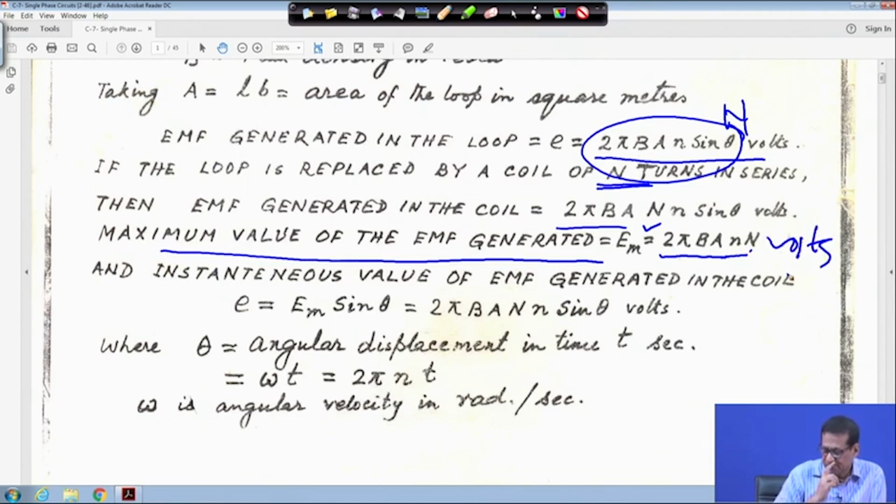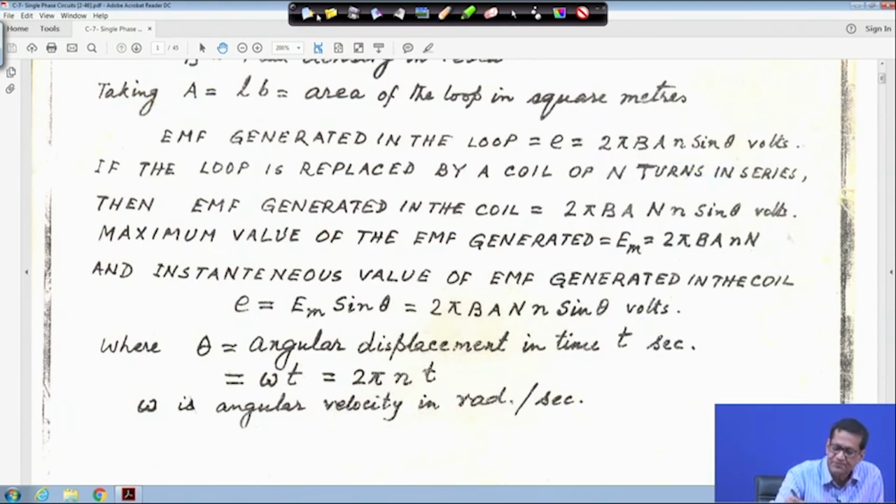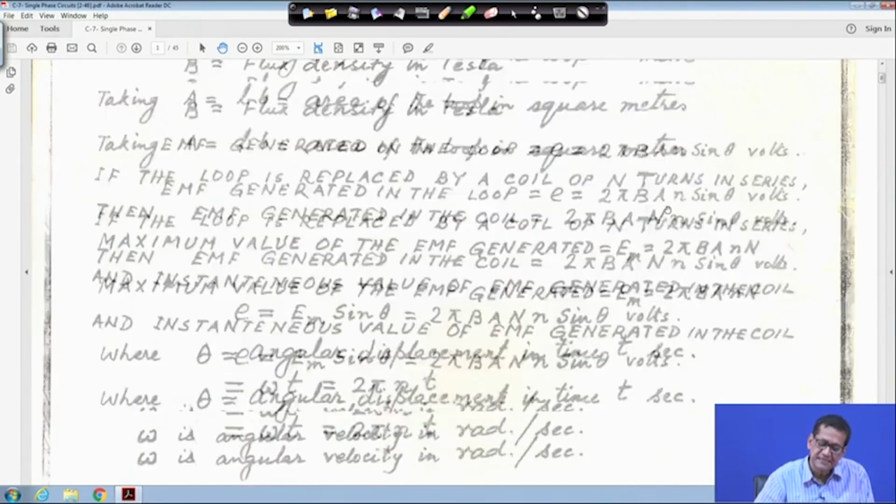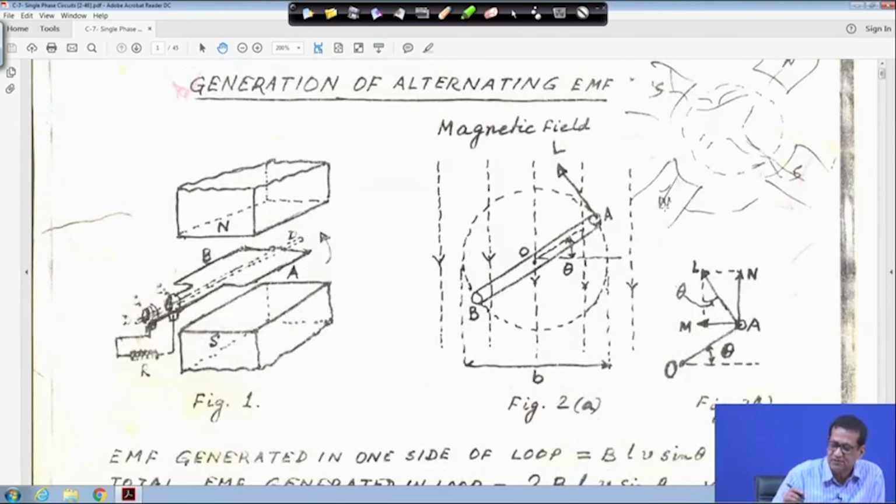So the instantaneous value of EMF generated in the coil will be E is equal to EM sin theta, is equal to 2 pi BA capital N small n into sin theta volts. Now theta is the angular displacement in time t seconds. In this case, when this coil is rotating, theta is rotating. So theta actually is equal to omega t, that is 2 pi n t, because it is rotating.